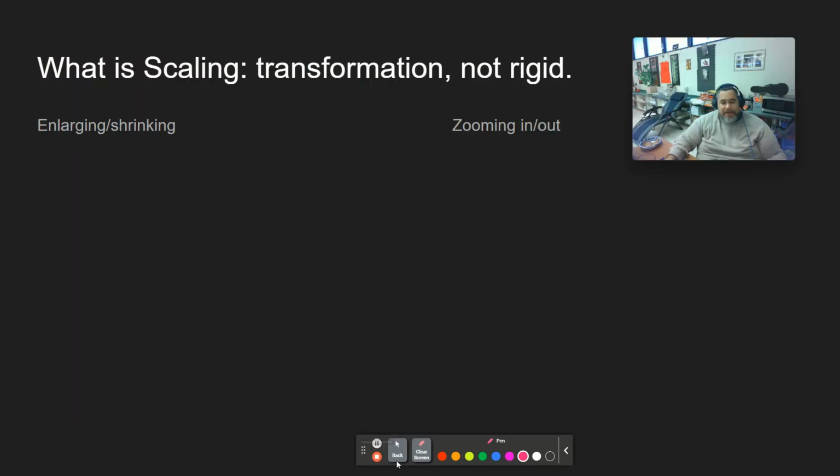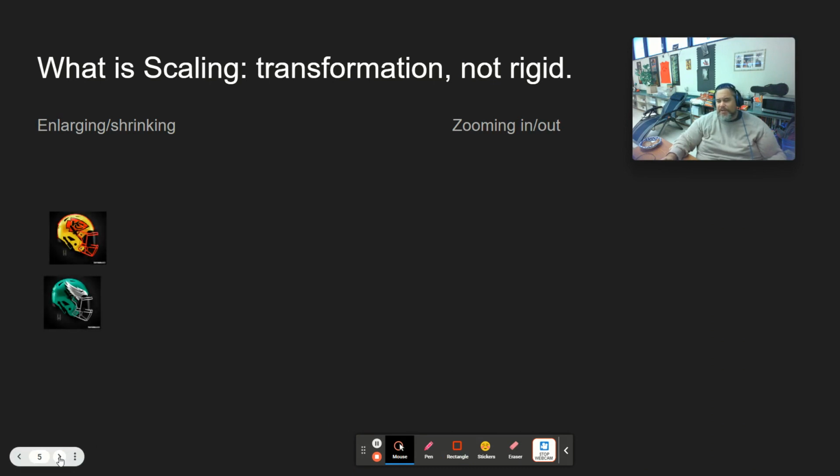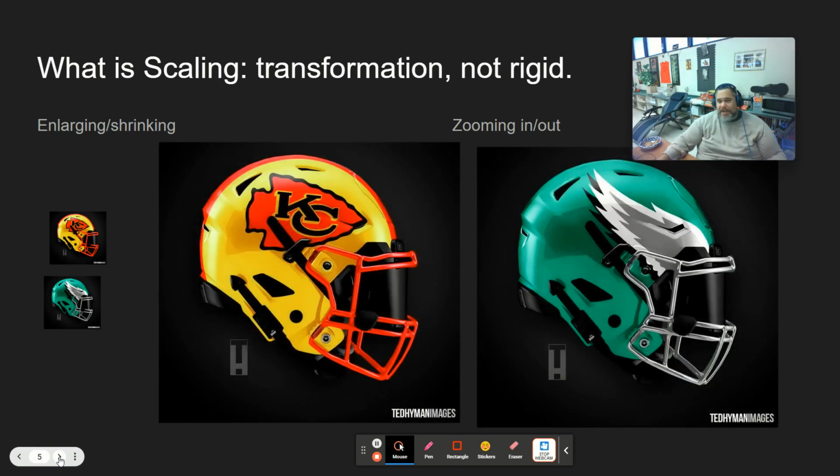Now, it doesn't matter what direction you go in a scaling. You could start with some small little 2-inch stickers of Kansas City Chiefs and the Eagles, and you could blow that up into large, real life size stickers, again, 2 dimensional, and that would be a scaling.